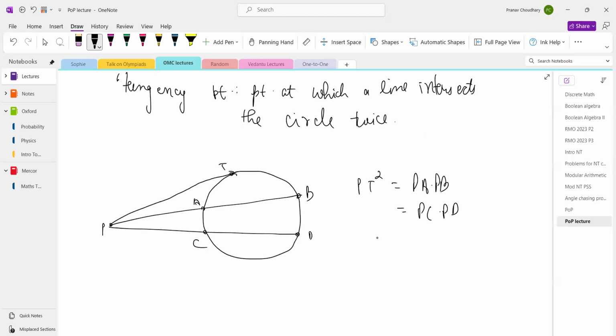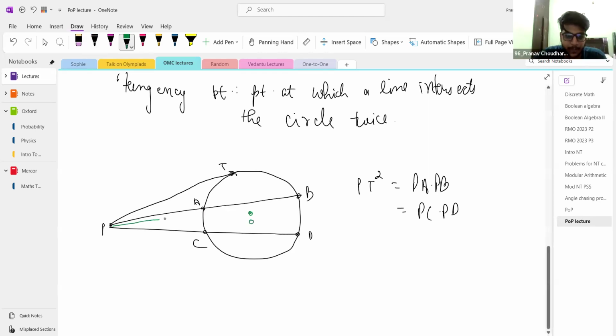A line that passes through the center. Yes. So we have a circle, right? Let's just introduce its center, O. And let's take this line PO. This will intersect at 2 points called X and Y.